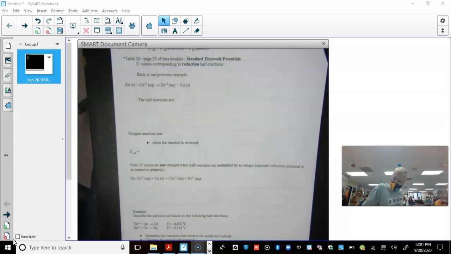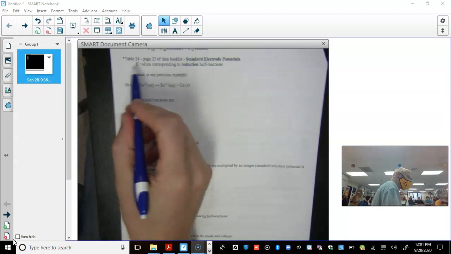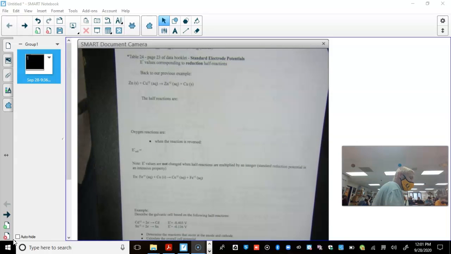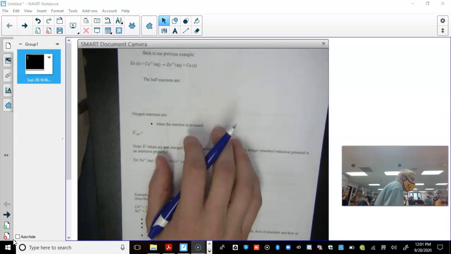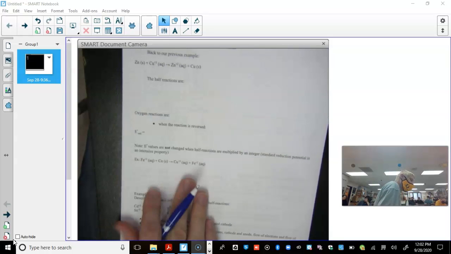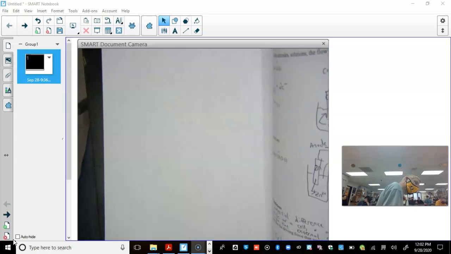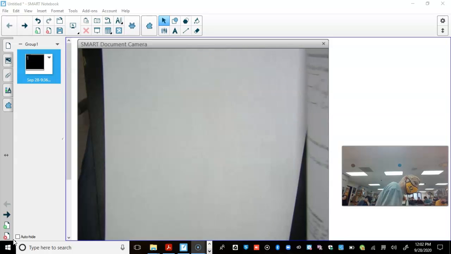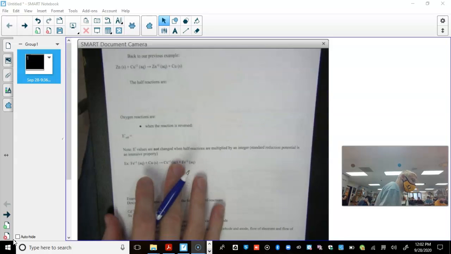Did I switch it? Is it the table? Yes. Okay, so this is table 24, page 23 of the data booklet. Alright, so we're going back to the previous one. Was that our original? I think that was our original. Zinc and, no, it was nickel and copper.